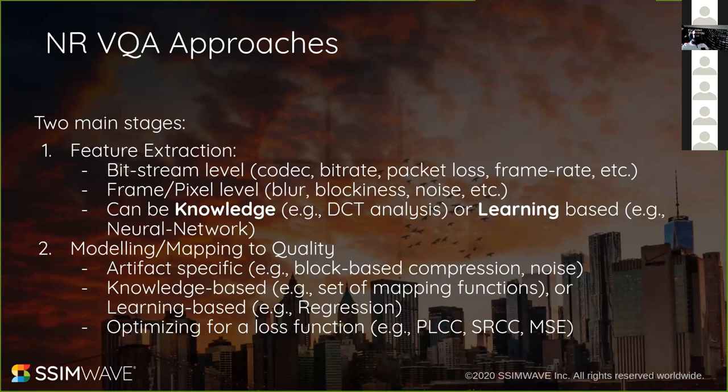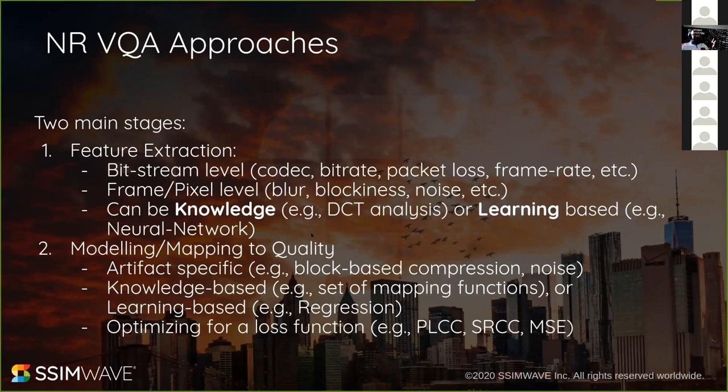which takes all those features and builds a model that can be mathematical, knowledge-based, or learning-based. And I forgot to mention that even the first stage, the feature extraction stage, can be knowledge-based or learning-based. It can be a Fourier transform or a DCT transform and then analysis in the frequency domain, or it can be feeding frames into a neural network and detecting what the blur is or what the noise is and stuff like that. It can be any of that, and the same happens in the modeling stage.